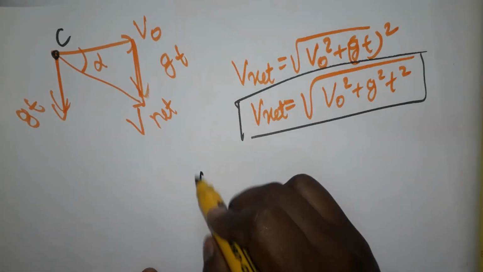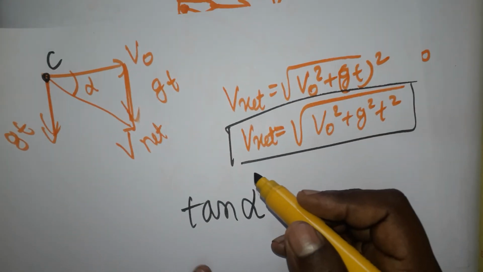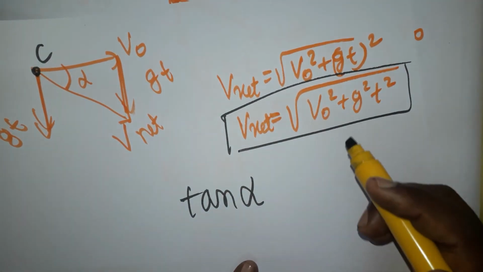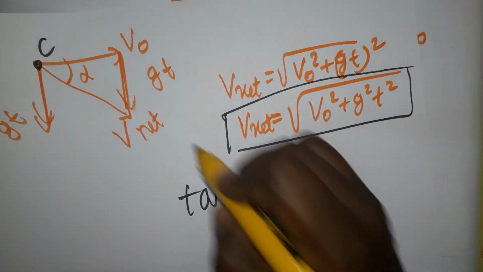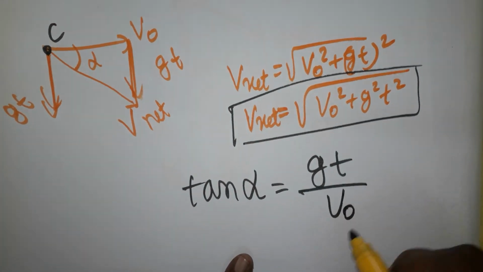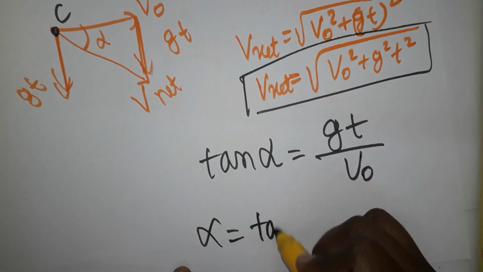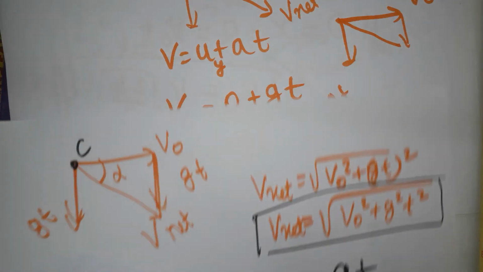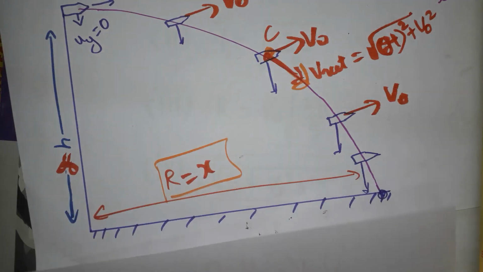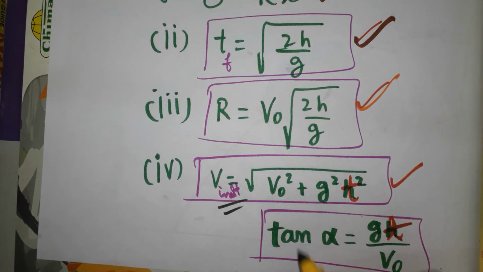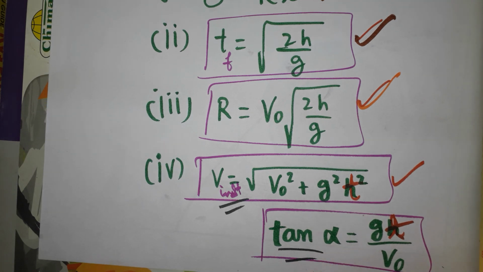Now the angle: tan alpha. Why are we taking tan alpha? Because we know the opposite and adjacent sides. No need to use sine or cos because we don't have the hypotenuse. Opposite is gt, adjacent is v naught, so tan alpha is gt by v naught. So alpha is equal to tan inverse of gt divided by v naught. So we got the velocity at a particular instant and the angle at that instant. This also we got.